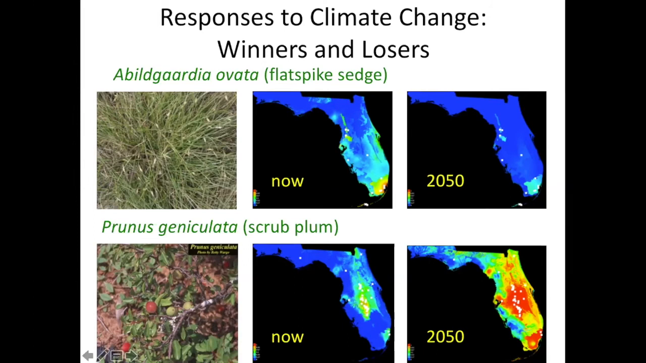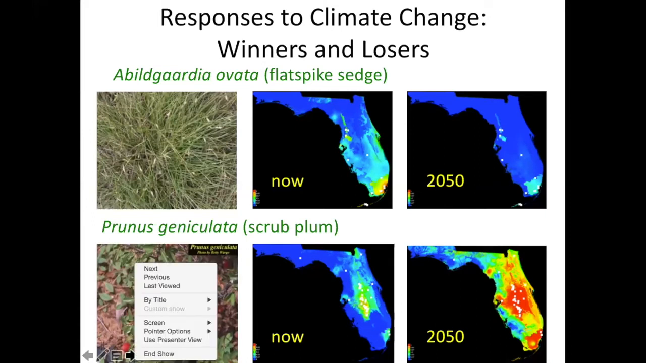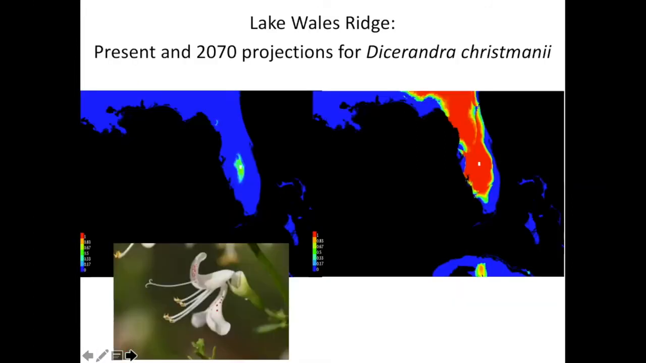Now, on the other hand, we have plants like the scrub plum, which is now pretty much limited in terms of its model distribution to the Lake Wales region. But in 2050, you could see that it could potentially have a much wider distribution. This does not mean that it's going to suddenly appear in Jacksonville. It just means that it could potentially live there based on these climate models and projections. Now here's another Lake Wales Ridge species. On the left is its present projected or possible distribution. On the right, future. It could do very well based on a climate scenario, with Florida having a much hotter, drier climate.